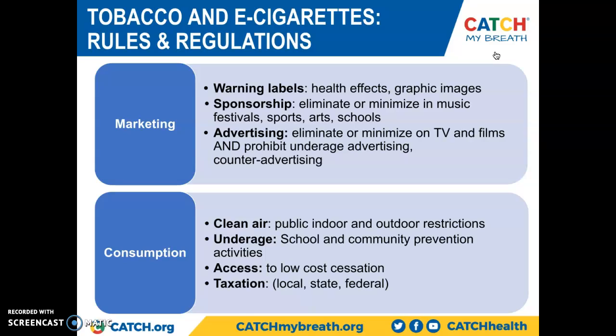This slide illustrates the type of laws and rules and regulations regarding tobacco and e-cigarettes that are typically adopted at the school, community, state, or national levels. The laws, rules, and regulations can be broadly classified, again, into 4 categories. So number 3 is marketing. Examples include placing warning labels on packaging, prohibiting sponsorship and advertisement by tobacco and e-cigarette companies. Number 4, consumption. Examples include banning smoking in public areas, school and community prevention programs, and access to these programs. Putting taxes on the sales of these products also helps to limit access by the public.